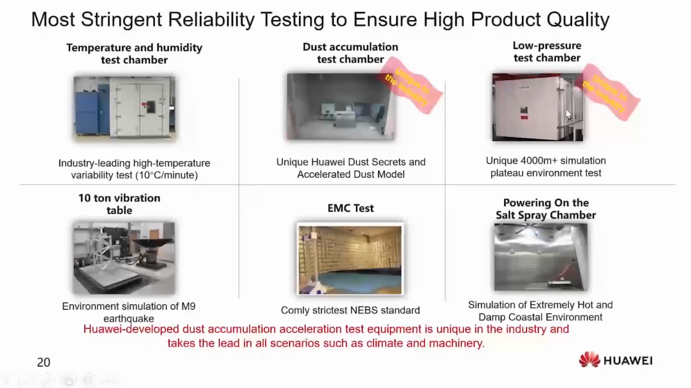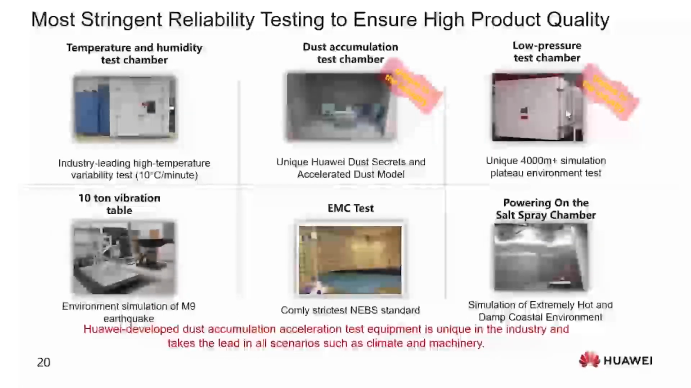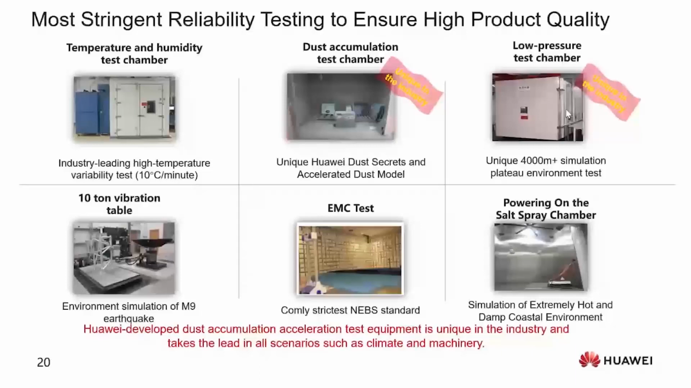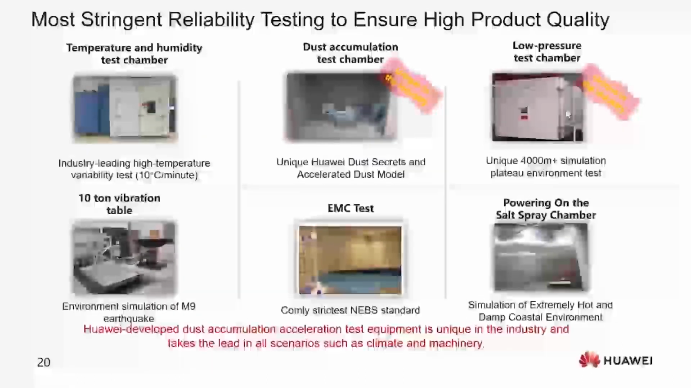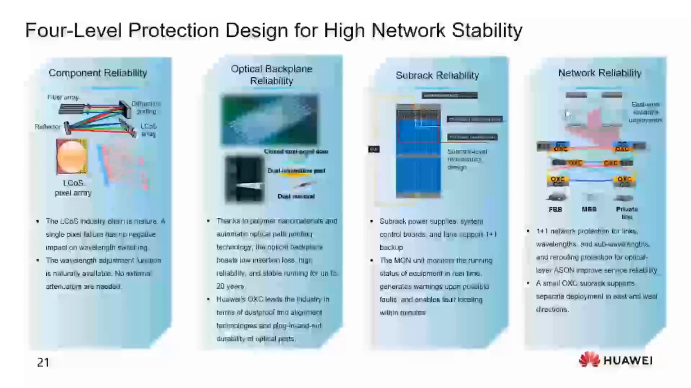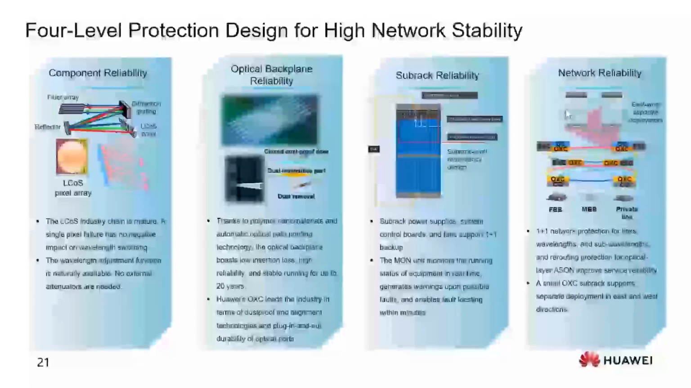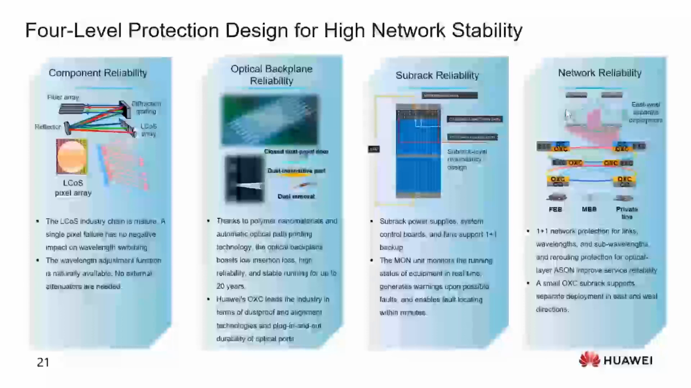And also, we developed the low pressure test chamber. In high-altitude applications, like on high mountains, the pressure is lower, so there is a risk of leakage. In this test chamber, we guarantee that the whole system is totally hermetic. So in conclusion, we use full-level protection for reliability and stability from the component to the system and to the network.